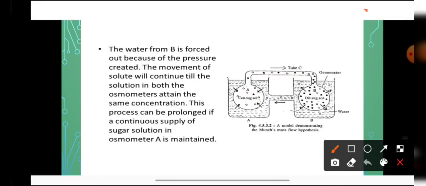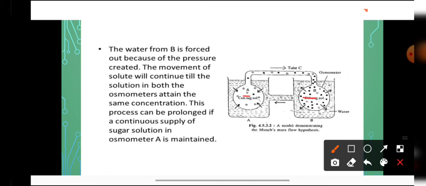Now, the water from B is forced out because of the pressure created, because a turgor pressure gradient has been created between the two osmometers. So water from osmometer B is forced out because of the pressure created, and the movement of solute will continue. Now there will be movement of solute and it will continue till the solutions in both the osmometers attain the same concentration of solute. That means mass flow of water along with the solute particles will continue until the concentration of the sugar solution becomes equal in both the osmometers.